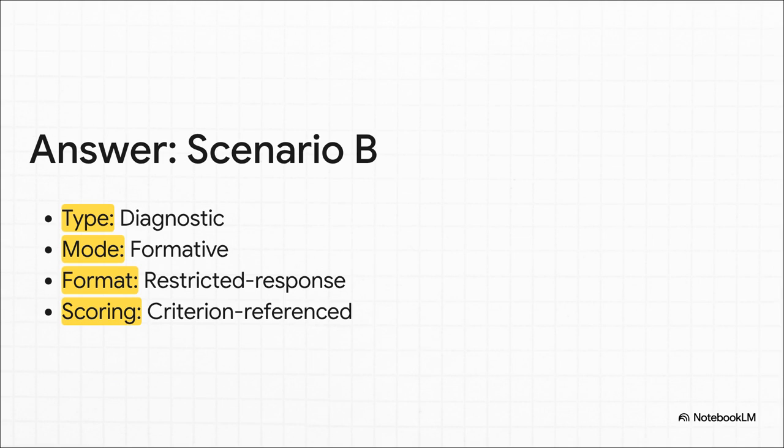So, the why. The teacher's looking for a specific weakness to decide if she needs to reteach. That is a classic diagnostic test. The how. It's happening during the course to give feedback, so it's formative. The score. The teacher just needs to know if the students hit a certain standard of understanding, so it's criterion referenced. And the format, rewriting a sentence, that's a perfect example of a restricted response question.